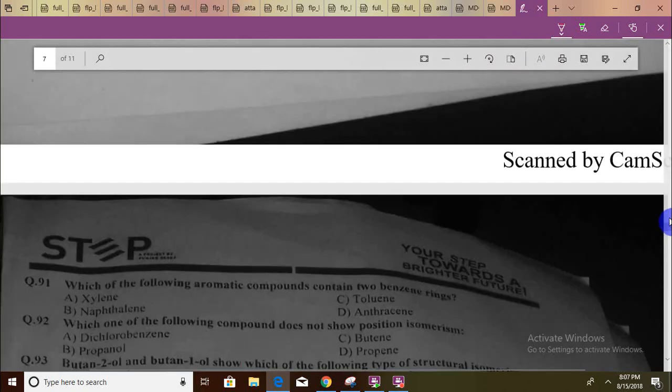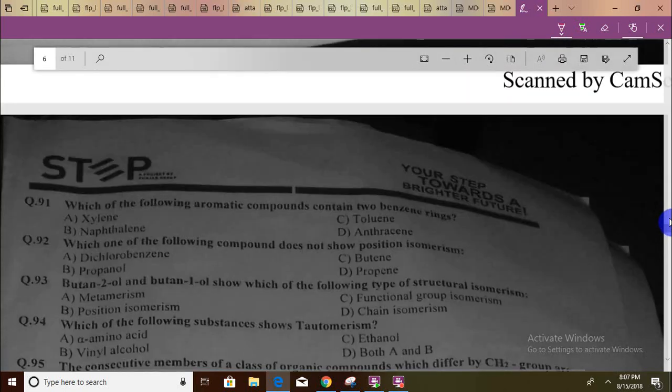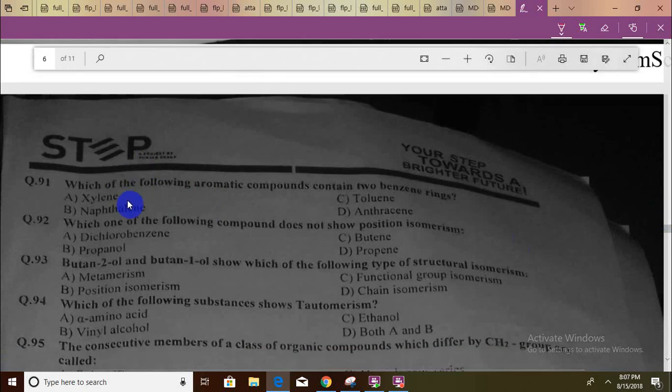Which of the following aromatic compounds contain 2 benzene rings? Xylene, no. Naphthalene, yes. Toluene, no. Anthracene contains 3. Which one of the following compounds does not show position isomerism? Dichlorobenzene ought to show. Propanol can show. Butene can also show. Propene cannot show because wherever it is located, the molecule will still remain the same.